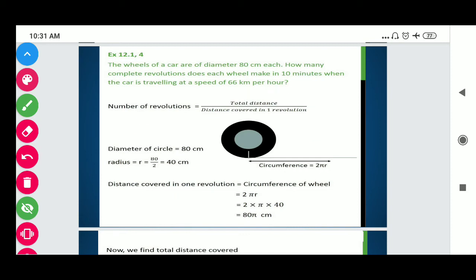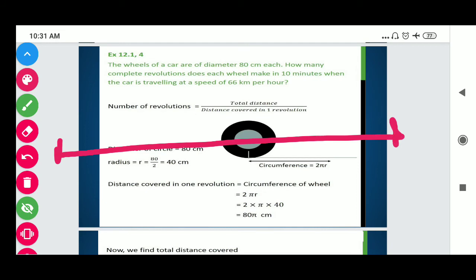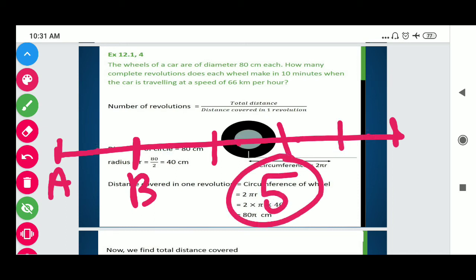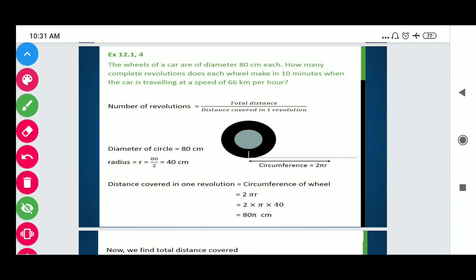Suppose, students, we are covering a distance of 10 meter, and in 1 meter we cover the distance A to B. So in this way, how many revolutions are there? If we divide the entire distance in this way, we get approximately 1, 2, 3, 4, 5 revolutions. So students, by using the same concept, we will solve the question.